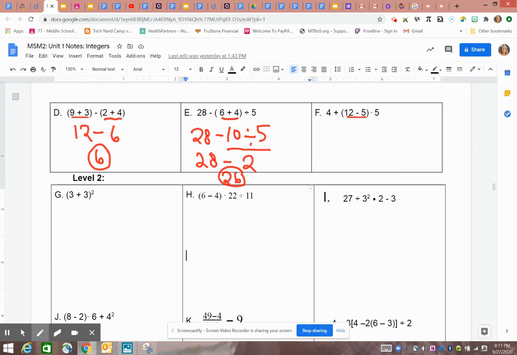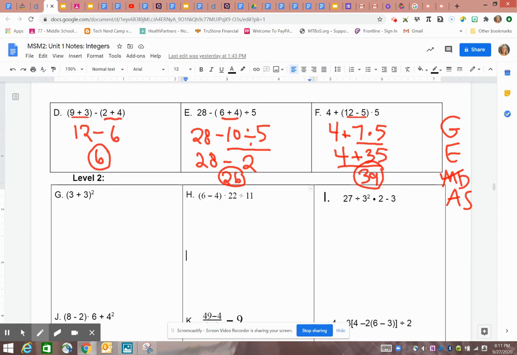Letter F, again, my parentheses draw my attention. So 12 minus 5 gives me 7. So I've got 4 plus 7 times 5. Now, again, it feels like we always want to go left to right, but we cannot follow that direction. We have to look for the symbol. We have to look for the operation that comes next. So between adding and multiplying, I know according to GEMDAS that we pick multiplying before adding. So I have to do 7 times 5 first. So the 4 plus 35 finishes us off for 39.